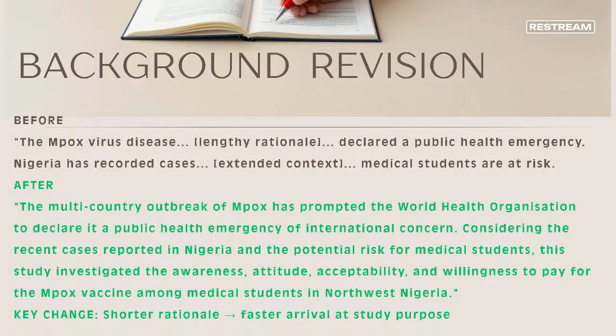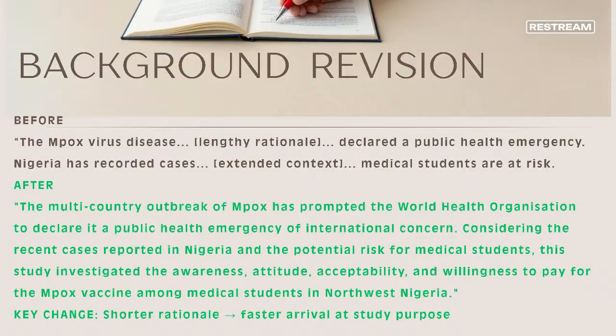So before, the rationale was very, very lengthy, and we added a lot of context, which made it lengthy, because that's the way I think about it. That's the only reason. So here is the rewrite in green. This is what we submitted. So the key change that we did here is we shortened the rationale, and then we immediately added our study objective. This is what we did.